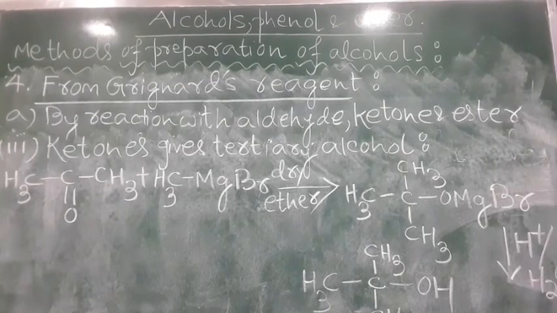Alright, number 3: ketones will give tertiary alcohol. Ketone, as I said, the functional group is C double bond O. I have taken acetone. The IUPAC name is propan-2-one, treated with methyl magnesium bromide in presence of dry ether, forming an addition compound which on acid hydrolysis forms tertiary butyl alcohol.